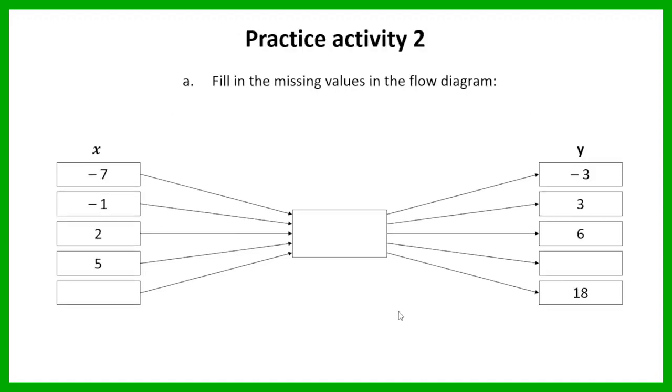In this example, you have to again find the rule. You've been given these input values and these output values. You need to use those to find your rule, and then once you've found the rule, you need to find out what the output value is for this input, and you have to find out what the input value is for this output. Okay, I'm going to give you 3 minutes to work on this.